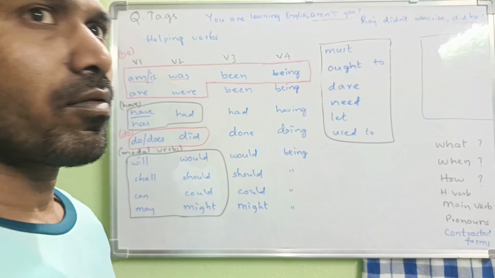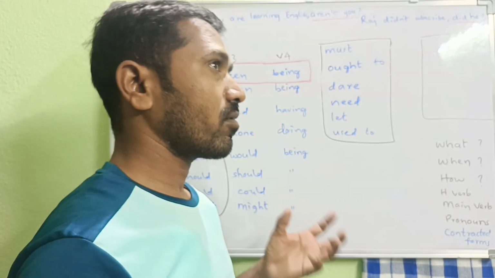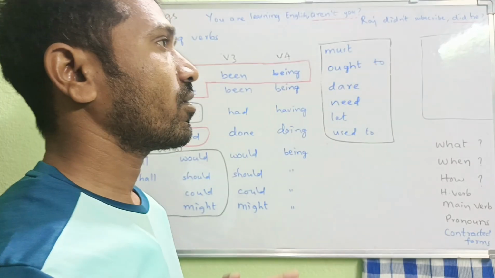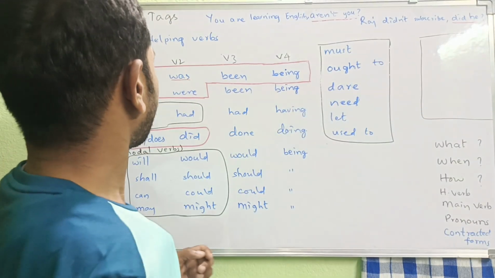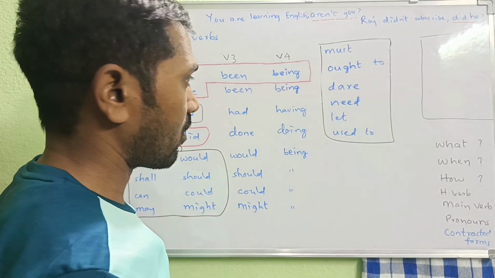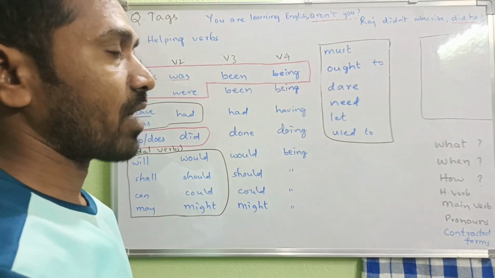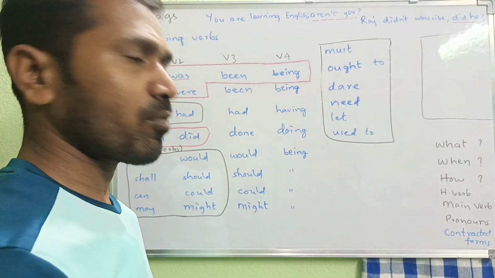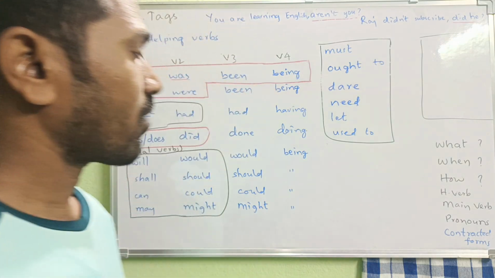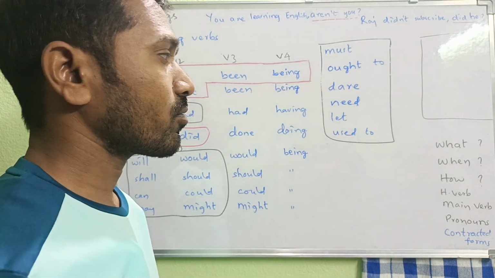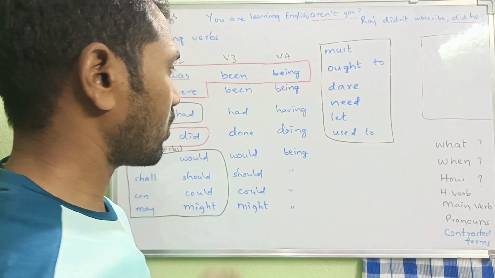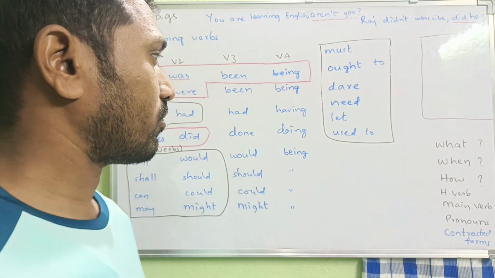Tags, we generally know, are extra parts that are added to any objects to know the price of the objects. In the same way, question tags are also extra parts that are added to the statements which we have spoken. Mostly we use this in speech. Next, when do we use them? We use them to get confirmation when we are doubtful about the statement, our ideas.